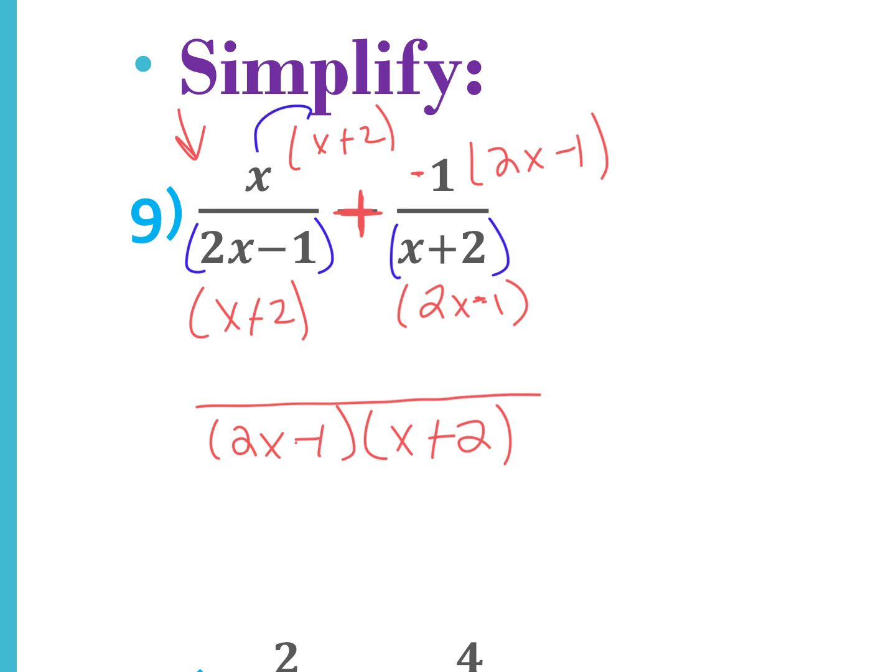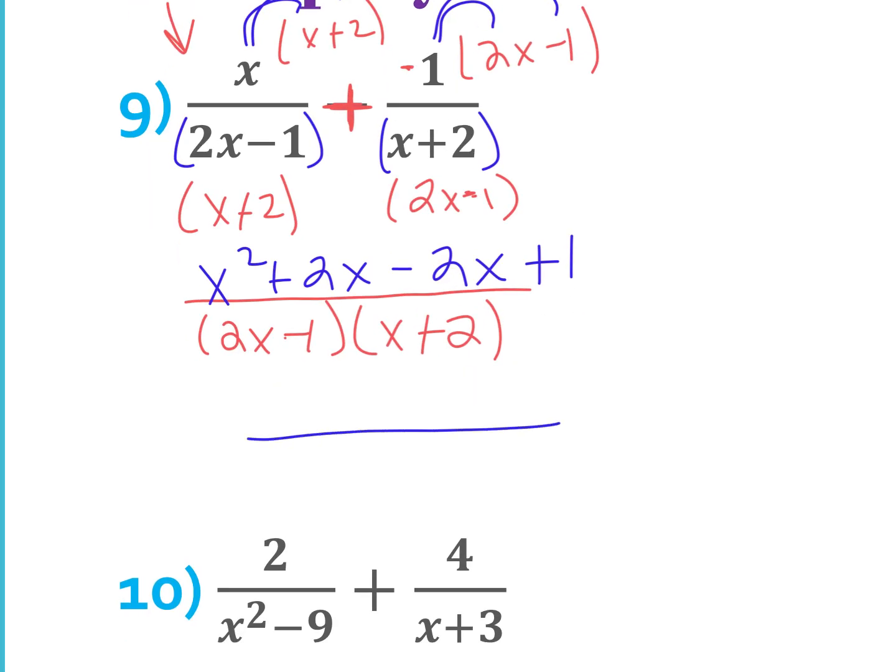FOIL, or multiply. X times x is x squared. X times 2 is plus 2x. Negative 1 times 2 is minus 2x. And negative 1 times negative 1 is plus 1. So we're going to rewrite our denominator, 2x minus 1 and x plus 2, and then in my numerator, I'm going to combine like terms.